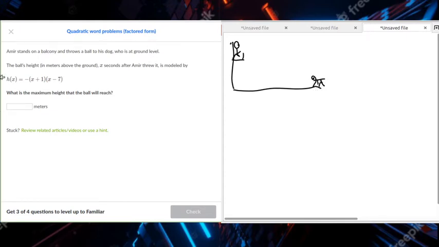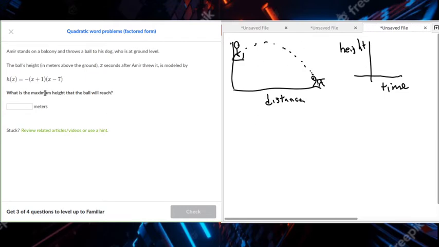Okay. The ball's height in meters above the ground, x seconds after Amir threw it, is modeled by this, and we can see that the leading coefficient is negative. So is it going to open up or down? It's going to open down. That makes sense, because he's throwing a ball. It's going to look like that. But what we need to know is this is a distance, and our graph is not going to be by distance. Our graph is going to be by time. Okay? Our graph is going to be height by time.